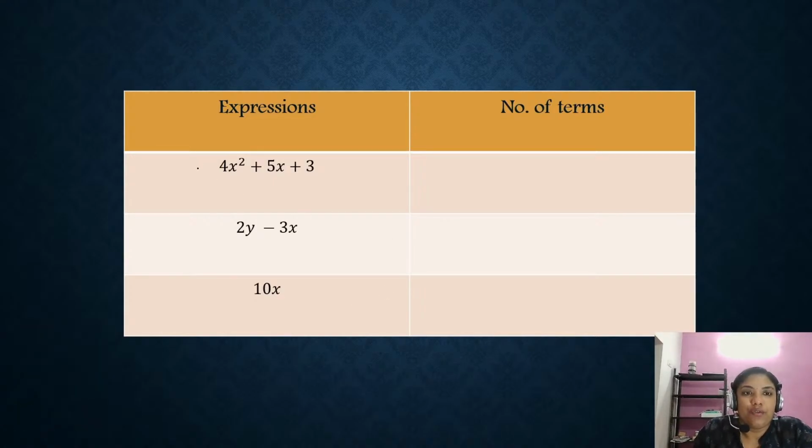Okay. 4x square plus 5x plus 3. How many terms are here? Here you can see a plus sign. Here you can see another plus sign. So 1, 2, 3. Three terms are present.